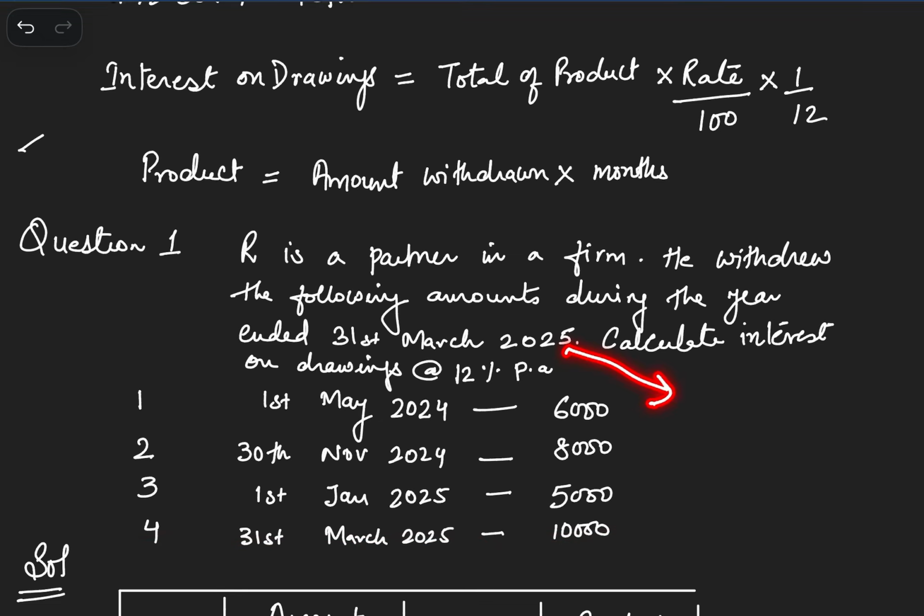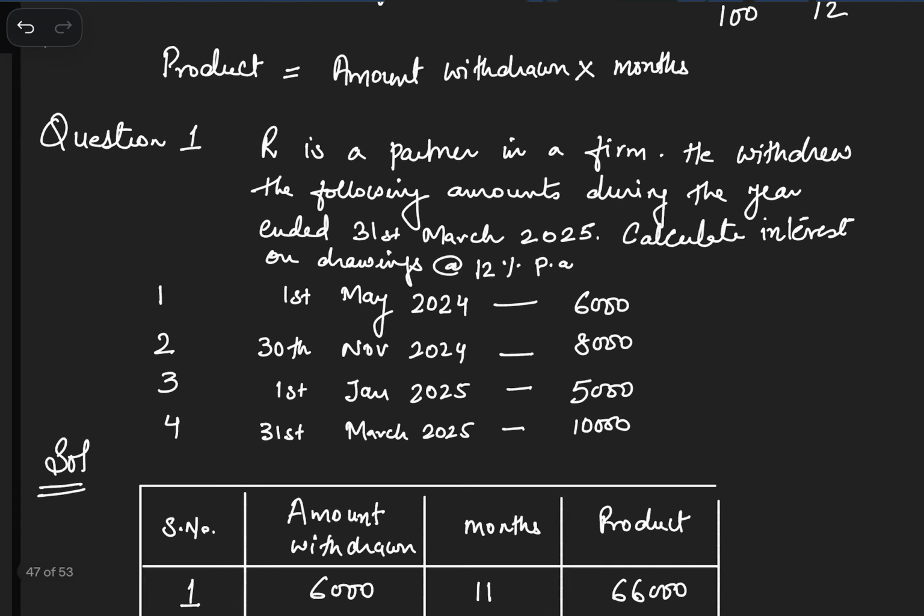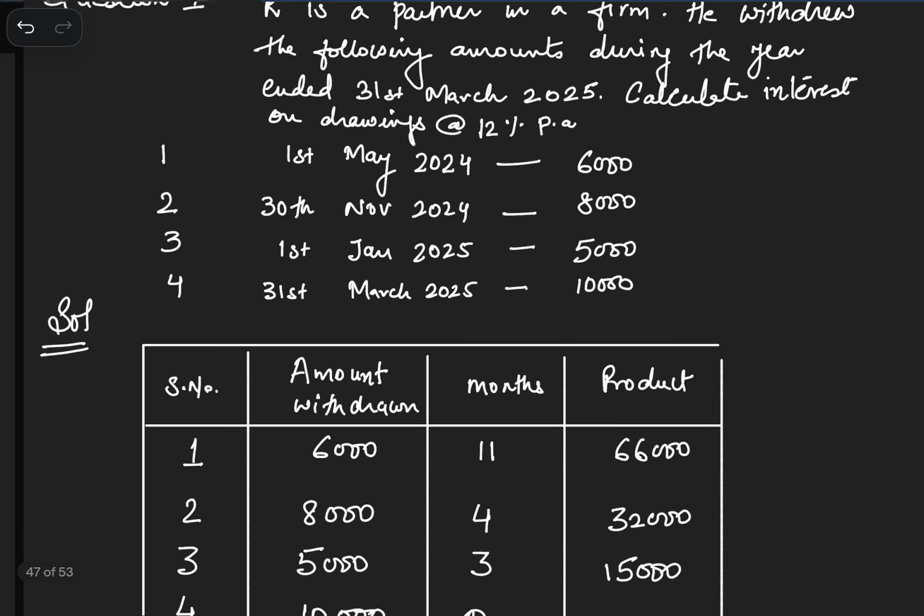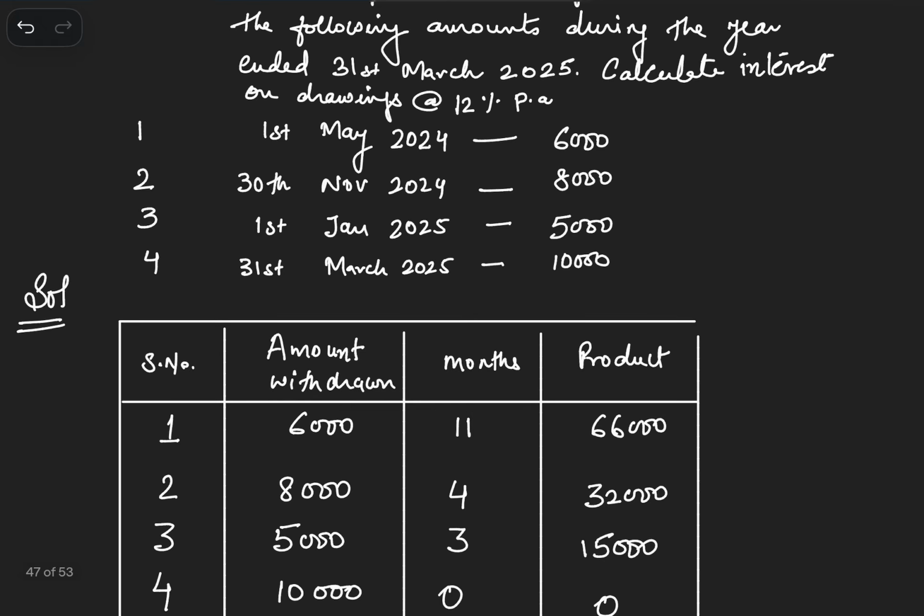Now in the question we have been given the financial year, which starts on 1st April 2024 and ends on 31st March 2025. To calculate the interest, please see that we have to make the adjustment table in this form. First of all, the serial number, then we are writing the amount which is being withdrawn, next months, and then the product. Here, first of all, the amount withdrawn on 1st May, rupees 6,000.